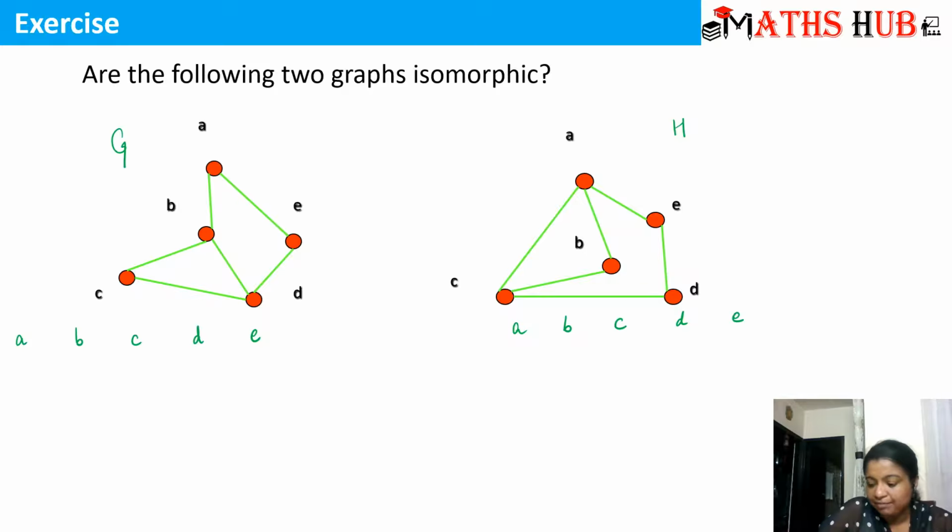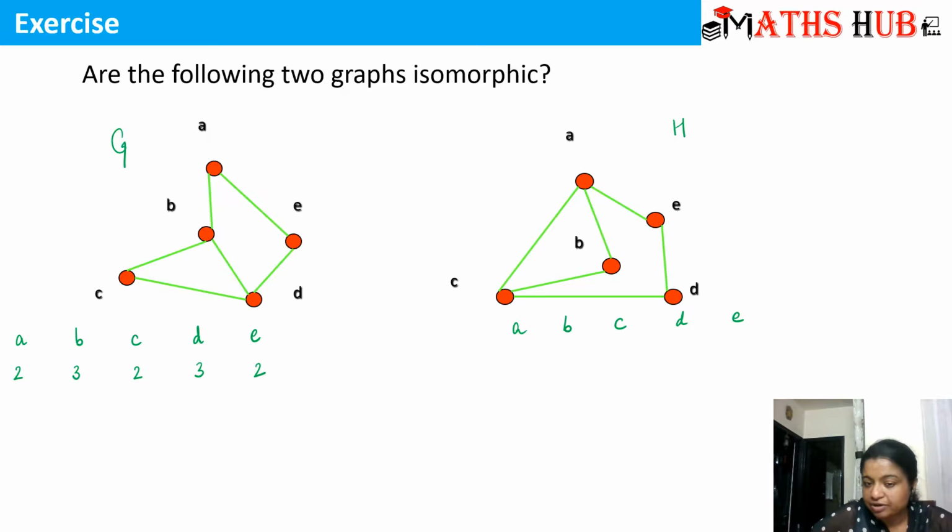So it has the same vertices, right? How many edges does it have? 1, 2, 3, 4, 5, 6. 1, 2, 3, 4, 5, 6. So 6 edges in both the graphs. Now let's talk about the degrees. Degree of vertex A is 2. Degree of vertex B is 3. Degree of vertex C is 2. Degree of vertex D is 3. Degree of vertex E is 2.